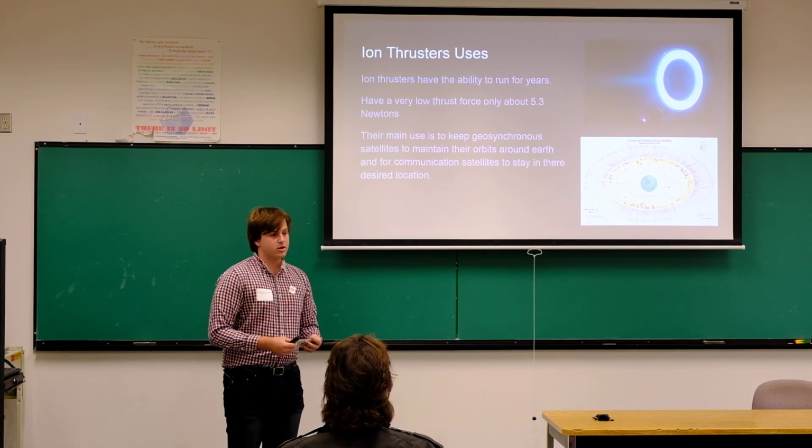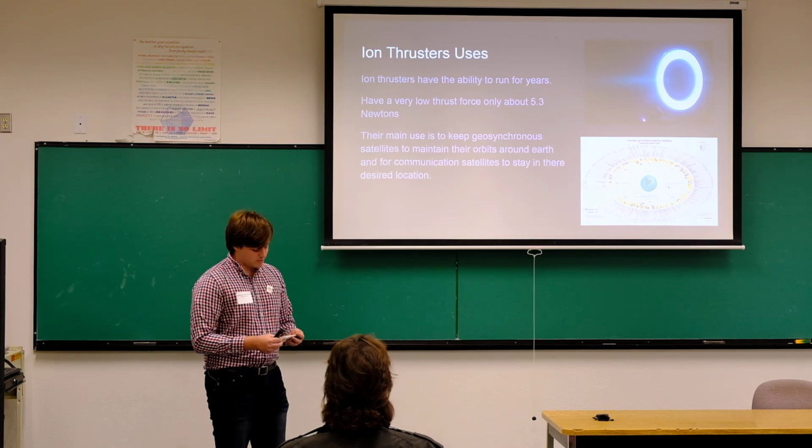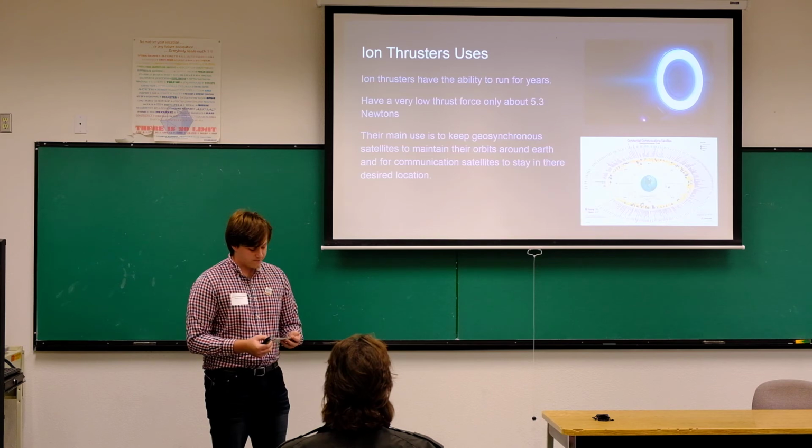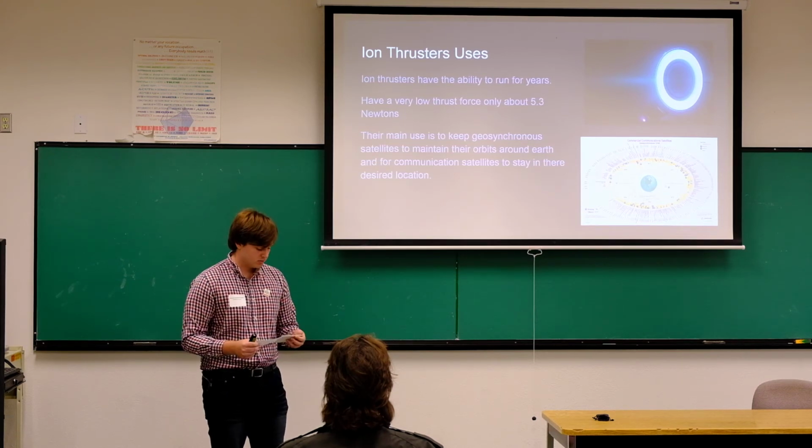Ion thrusters' main uses are to keep geosynchronous satellites maintaining their orbits, and for communication satellites to stay in their desired location. So they produce a low thrust force, only about 5.3 newtons, but they have the ability to run for years.